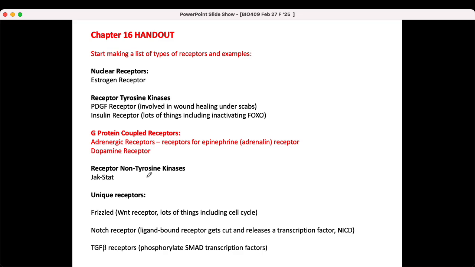Yep? Are all adrenergic receptors, do they all cause non-genomic responses, or is it just that one example? No. There are lots of adrenergic responses. There are tons of different kinds of cellular responses. That's a very specific one. Okay. So that's our first example in G protein coupled receptors.